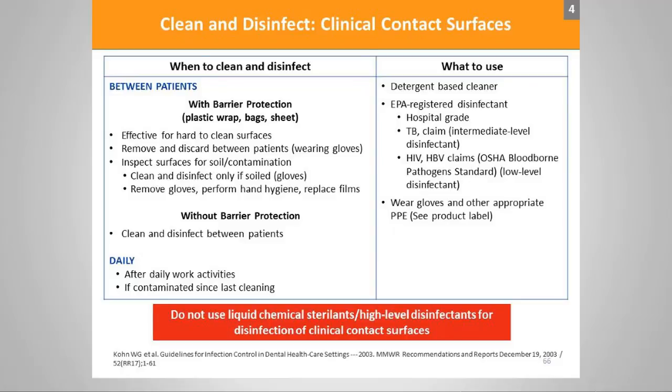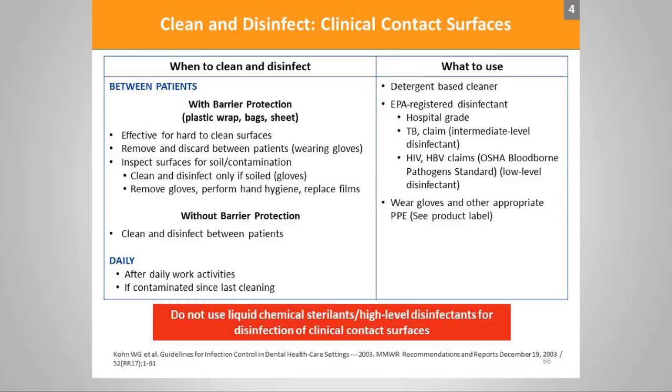So when to clean and disinfect? First of all, between patients. And what you want to do is, of course, again, barrier wrap. Any areas that are difficult to clean, remove and discard them, wearing gloves. Inspect the surfaces for soil or contamination. Without barrier protection, you simply have to clean and disinfect between patients.